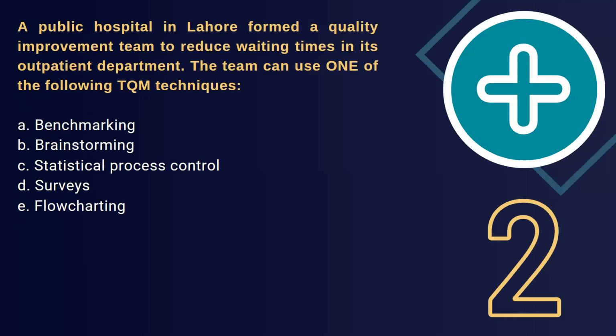A public health hospital in Lahore formed a quality improvement team to reduce waiting times in its outpatient department. The team can use one of the following TQM techniques: A, benchmarking, B, brainstorming, C, statistical process control, D, surveys, and E, flow charting. So the answer is B, brainstorming.